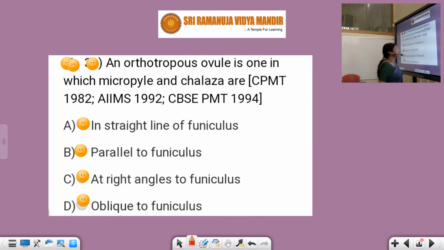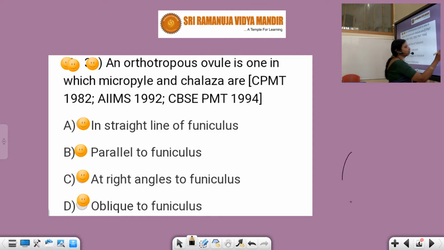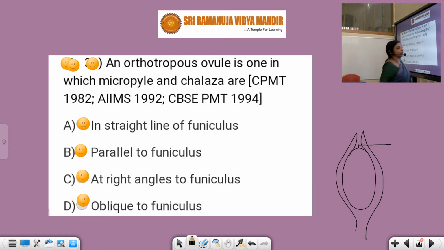Now let's see the next question. An orthotropous ovule is one in which micropyle and chalaza are. If you remember the structure of an orthotropous ovule, it is a straight type of ovule, and all three, that is micropyle, this portion is called micropyle.